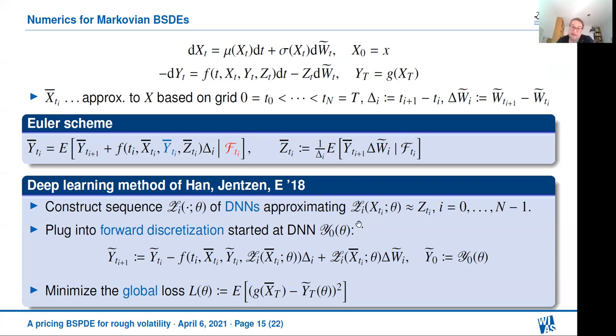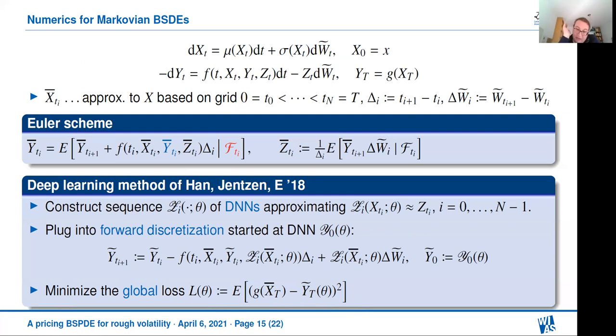So they start by parameterizing the initial value, which is unknown, of course, Y_0 of theta, by a neural network. And theta is now the weights of the neural network. And they additionally consider a family of neural networks, calligraphic Z, for the process Z at time t_i, okay? Now they do the forward time discretization of the process Y, which gives you eventually the value Y tilde of capital T, which now depends on all the parameters of all the neural networks that went into it.